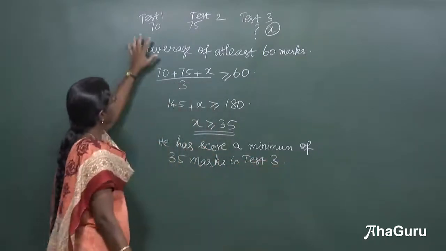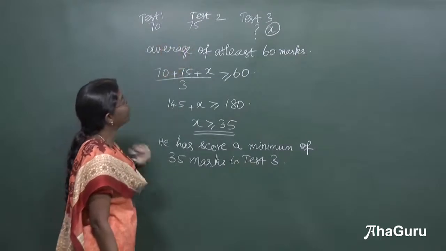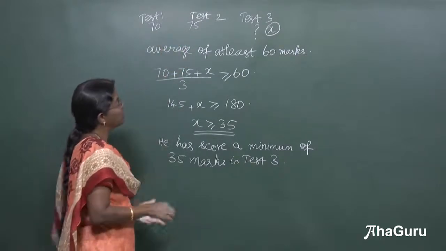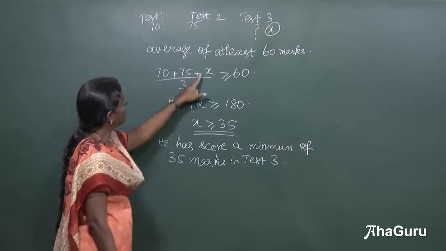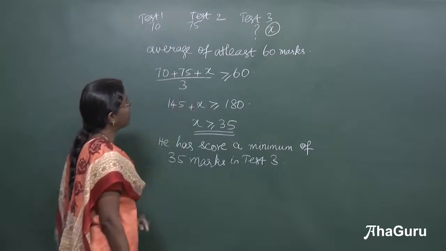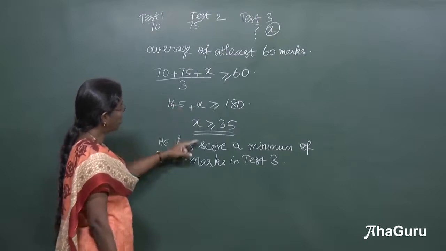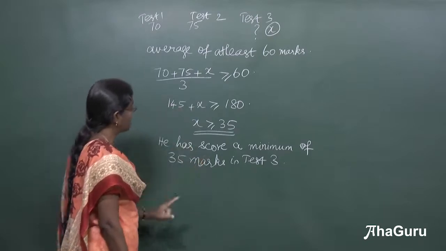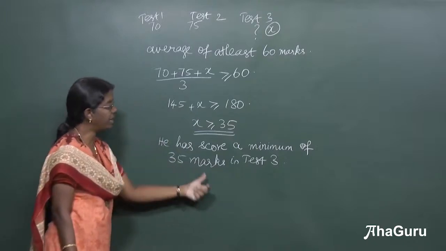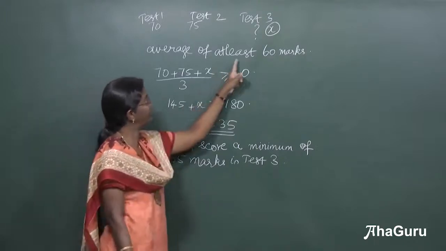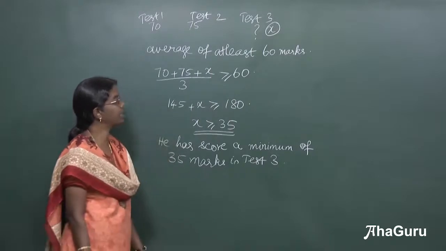The question was, 2 test marks were given, find out what is the minimum he has to score in the third test, so that the average is at least 60. So add all the marks, divide by 3, that should be greater than or equal to 60. Solve the inequality and you arrive at the answer that this Ravi has to score a minimum of 35 marks in test 3 if the average has to be at least 60 marks.